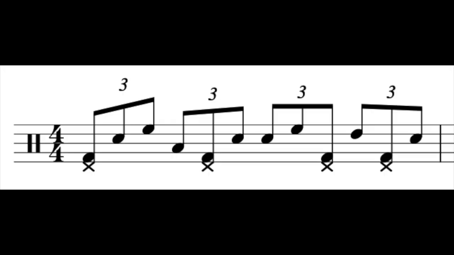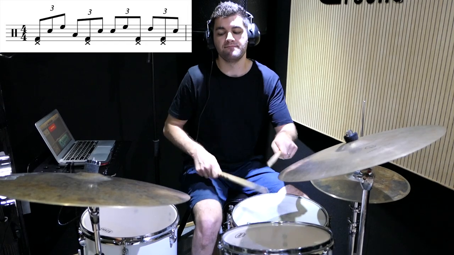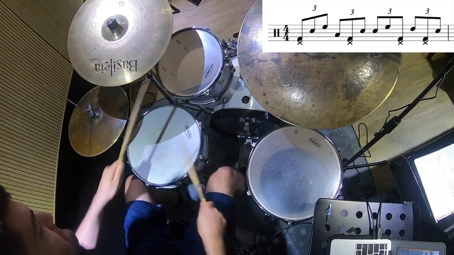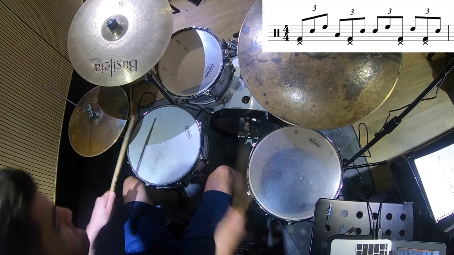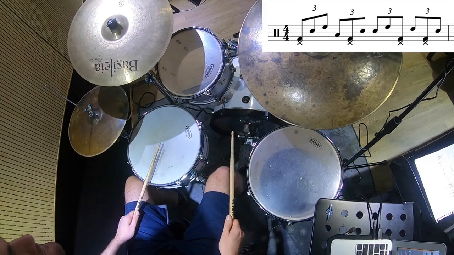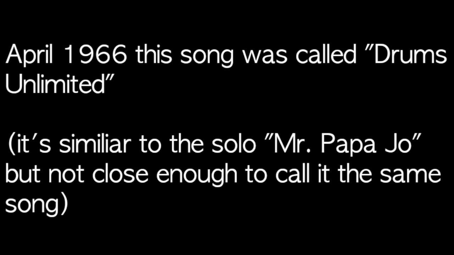June 1978, this melody was called Soliloquy. This melody uses 3 tom-toms. I play the second tom-tom on the floor tom. April 1966, this song was called Drums Unlimited.